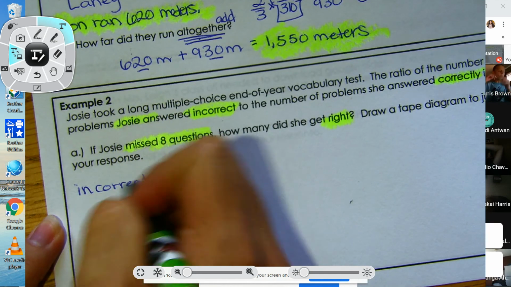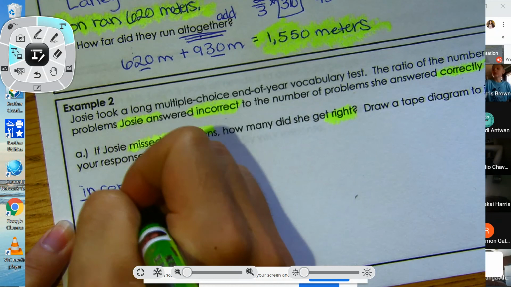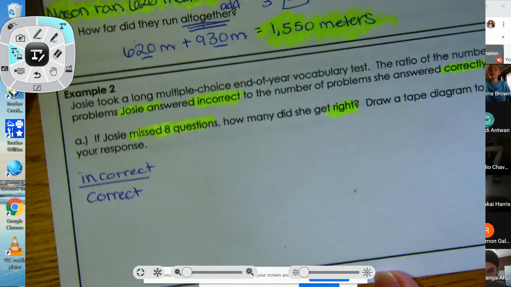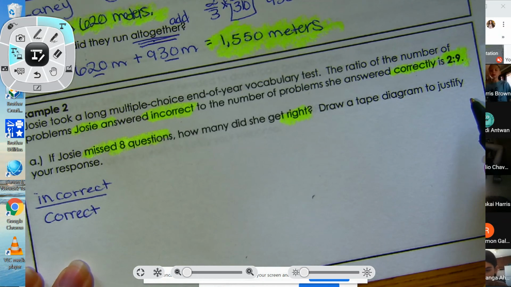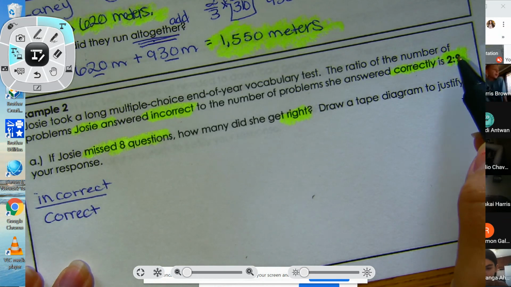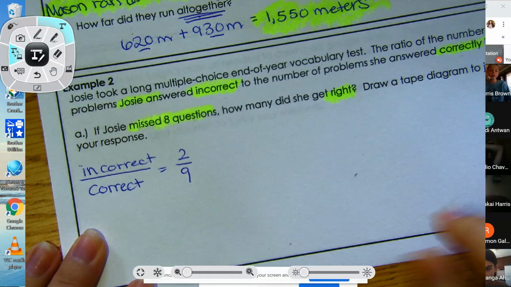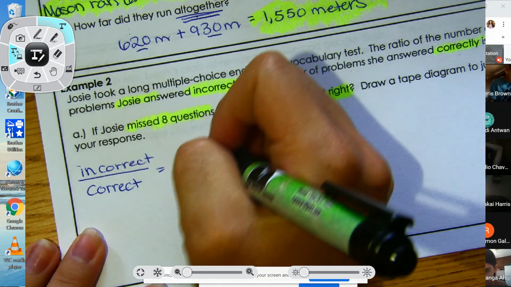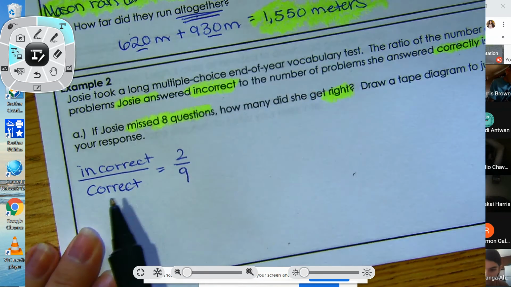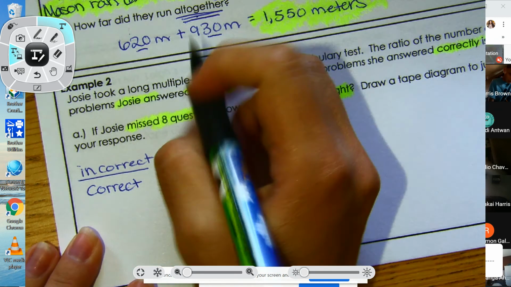Incorrect over correct. Incorrect to correct. Now, what was that ratio? It was right here in the problem, 2 to 9. So we're going to write 2 over 9. The next thing we're going to do is draw the diagram. So we do label, fraction, diagram.